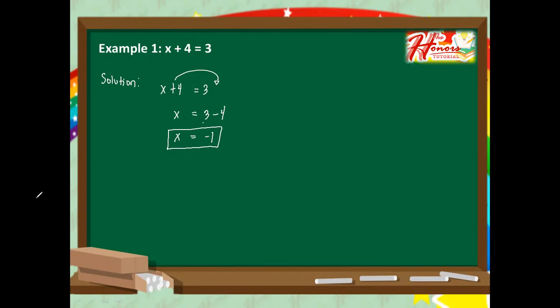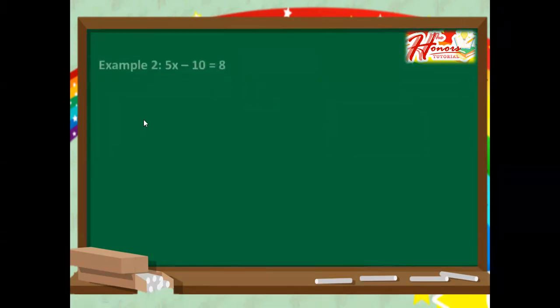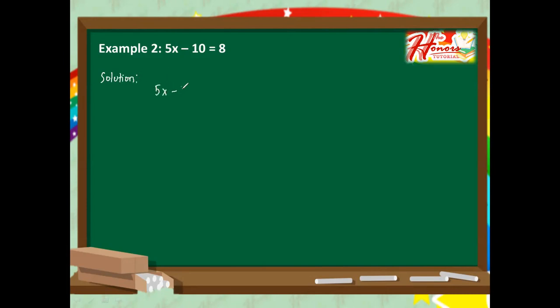Let us have another example. So for example number 2, we have here 5x minus 10 equals 8. Let us have our solution here. Let me just copy the given. So that is 5x minus 10 equals 8. And then our goal here is to have x only at the left side of the equation. So therefore, we will be having 5x at the left side only.